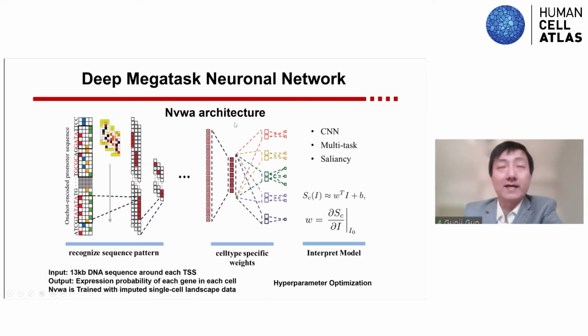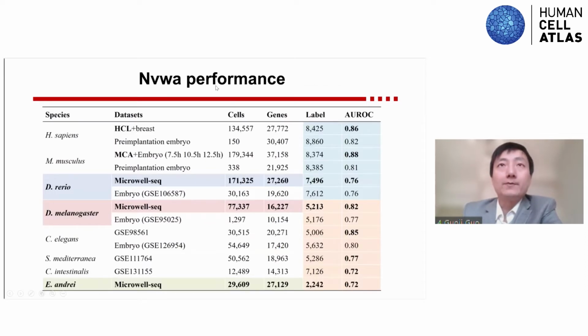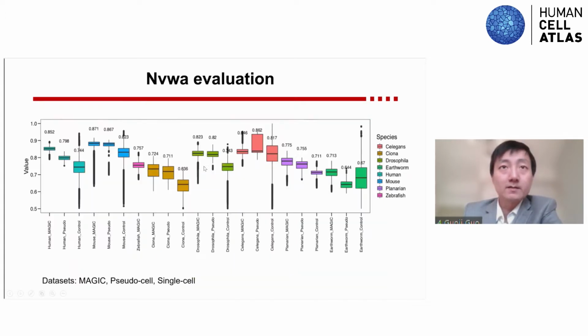So it's really a multi-task neural network, since we have to predict the expression probability of an individual gene in all of the single cells on the cell landscape. After hyperparameter optimization, we train with the imputed single cell landscape data. And we get a pretty nice AUROC for nearly all of the species that we have tested. As you can see, the MAGIC imputed single cell data generate the best prediction rate. At single cell level, we have a good model for some of the cells, but for some of the cells we have poor performance. The variation is big, and the MAGIC imputed data performs better than the pseudo-bulk data.